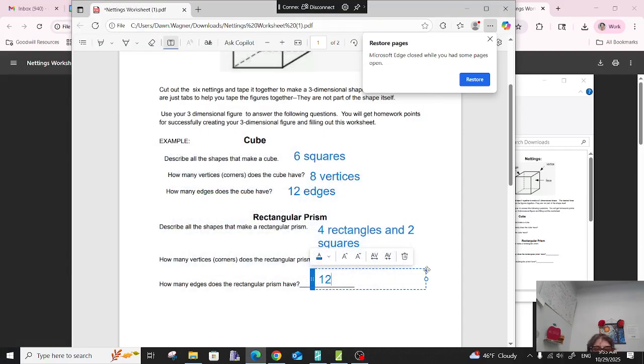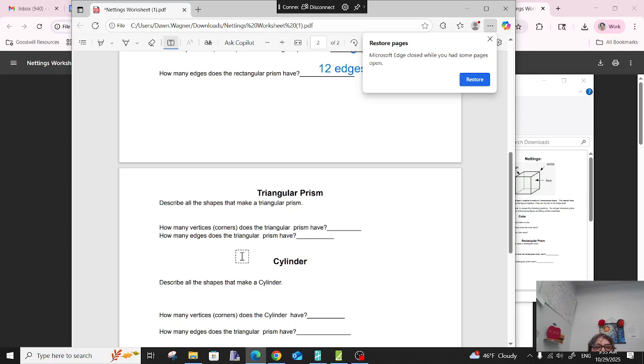Okay, so 12 edges. Okay, now we're getting to some that are trickier. Did anybody get their triangular prism made? Could I use it really quick? Who has it?